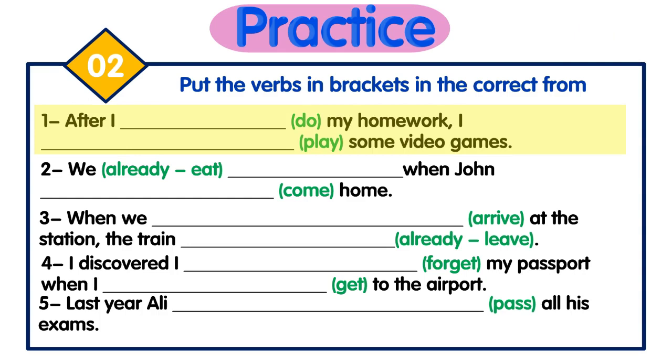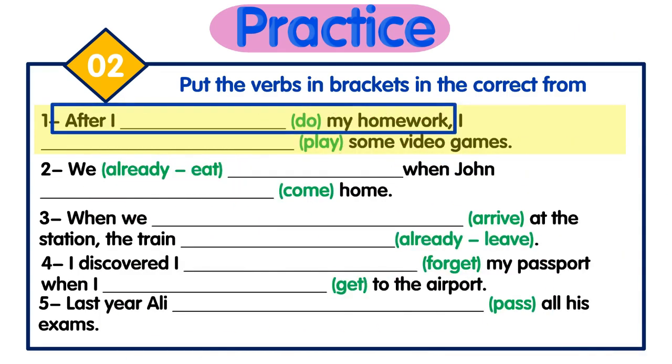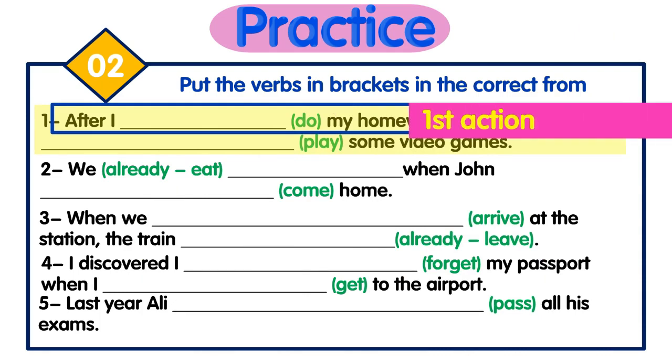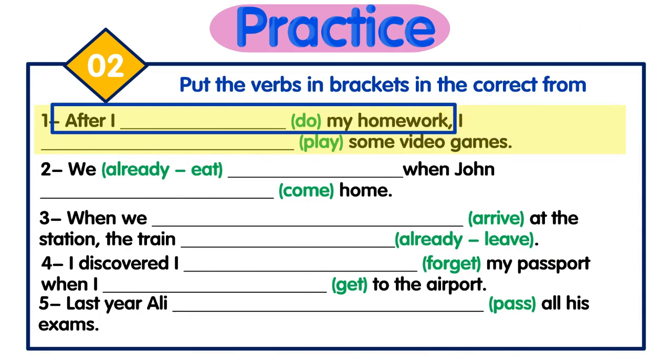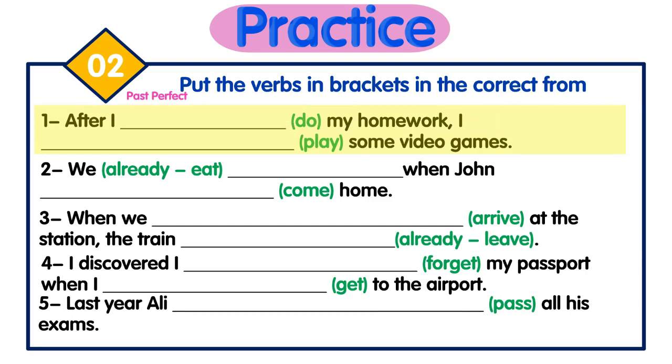After I do my homework, I play some video games. The sentence here, after I do my homework, is the action which happened first. So it is the first action. So we need to use the past perfect. Say, after I had done my homework, I play some video games. And the verb play here should be put in the simple present.